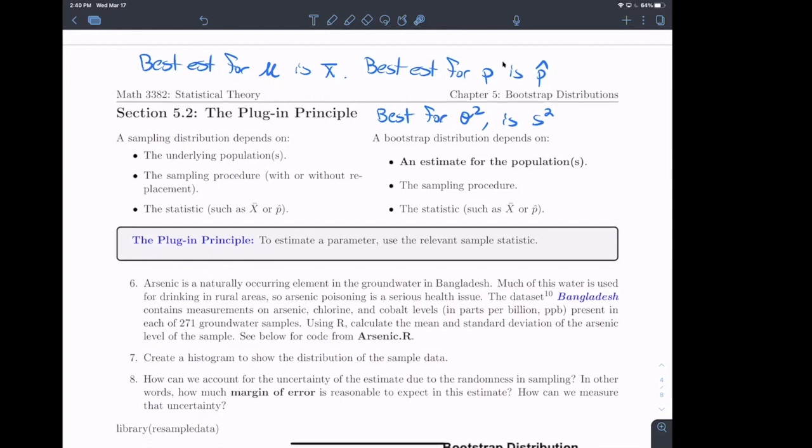So we're going to start with our estimate for the parameter with this statistic, and then we're going to build some error into that estimate using bootstrapping.